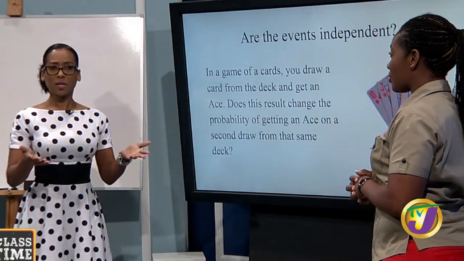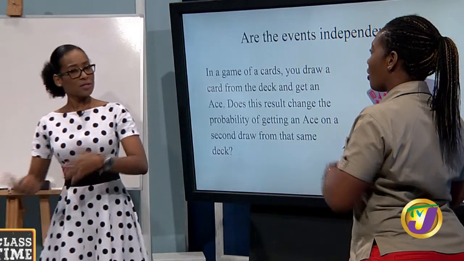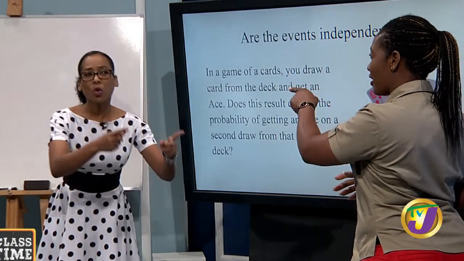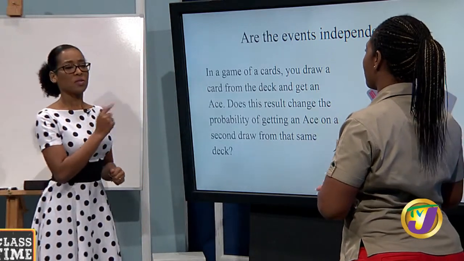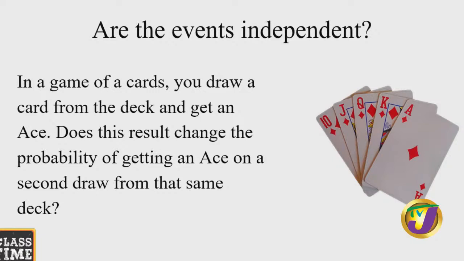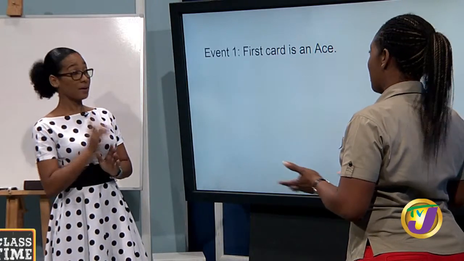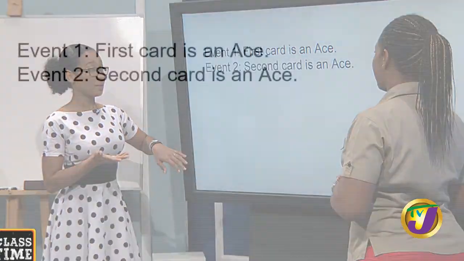Very good. So that means it's not independent. Exactly. Because what happens in the second event is going to be affected by what you did pulling the first ace. Excellent. So I don't think this one is independent at all. It's not. Let's double check to see if we're on the right track. So event 1, which we shared earlier, first card. It's an ace. All right. Event 2.